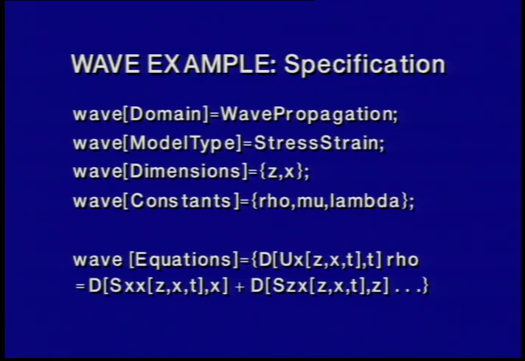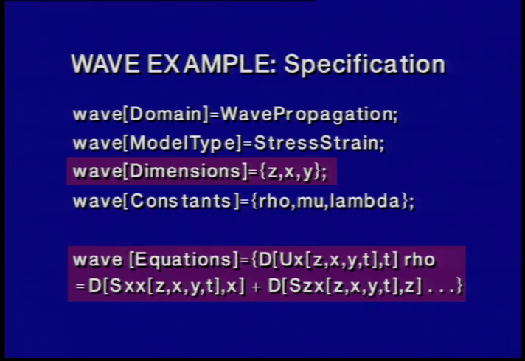Here's the specification given to the Synapse system for this program. The first part is the problem formulation. The equations were not all written out by the user, but were generated from the specification of a stress-strain model type and a set of coefficients. If we want to change to a 3D model, we simply add another value y to the dimensions. The system then automatically adjusts the equations to compensate.